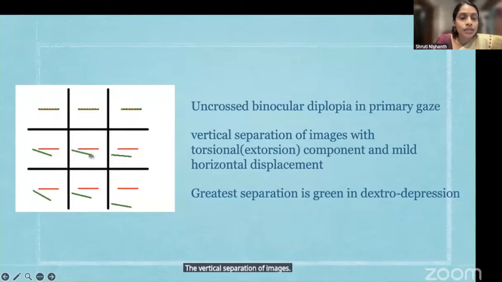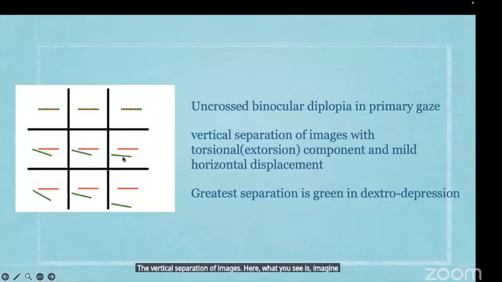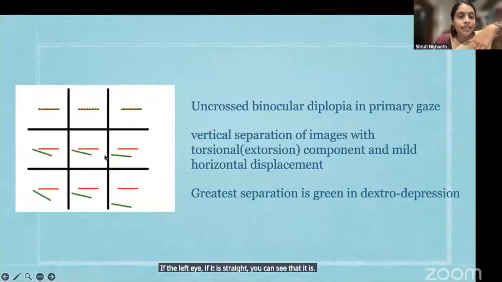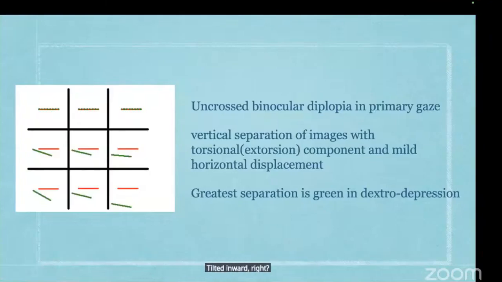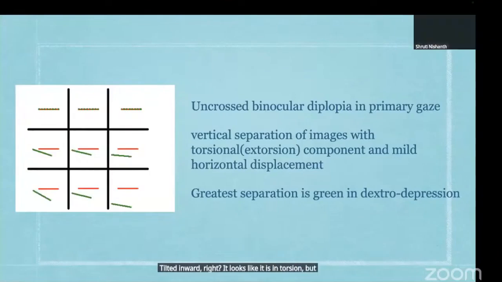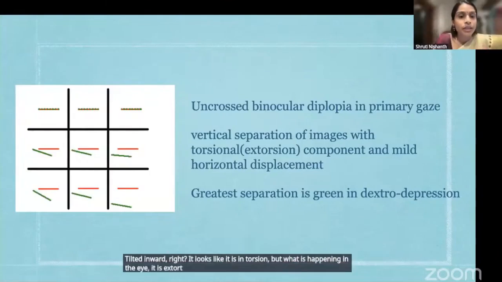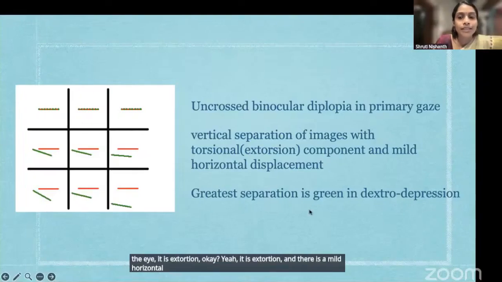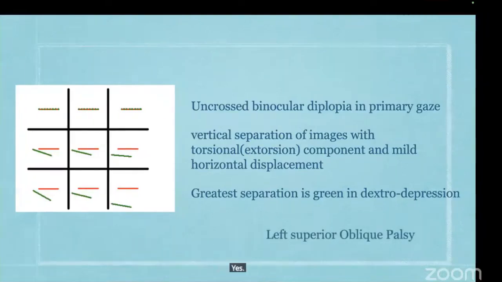Here what you see is, imagine this is the left eye. If the left eye is straight, you can see that it is tilted inward, right? Yes. It looks like it is intorsion, but what is happening in the eye? It is extorsion. Yeah, it is extorsion, and there is a mild horizontal displacement, and the greatest separation is in dextro depression. Okay. Yes. And this is a left superior oblique palsy.